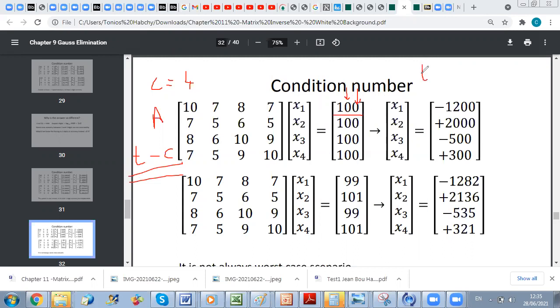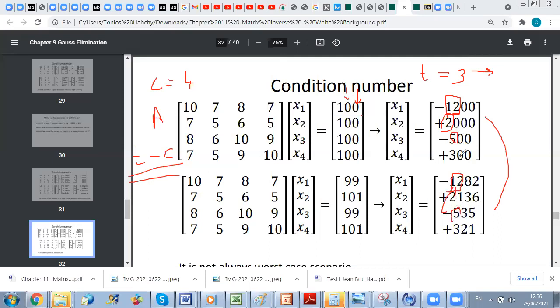If I choose B in a bad way, the worst case scenario will be that I cannot trust anything. But if we try it here, the solution was not very bad. Minus 1200 became minus 1282, but at least you can trust 2 digits here. 2000 became 2136, you can trust at least this one. For 500, you can trust at least this one.